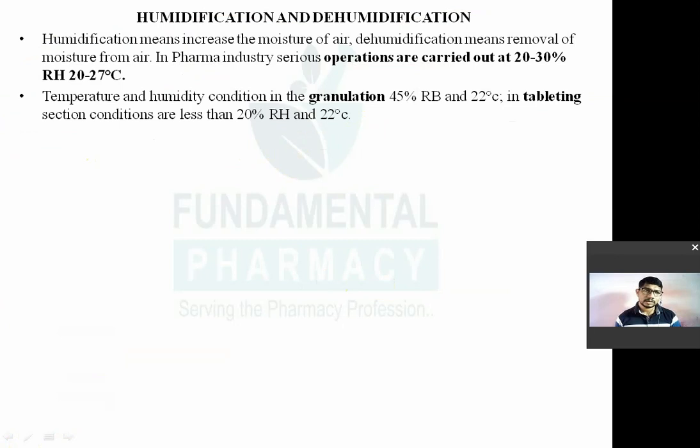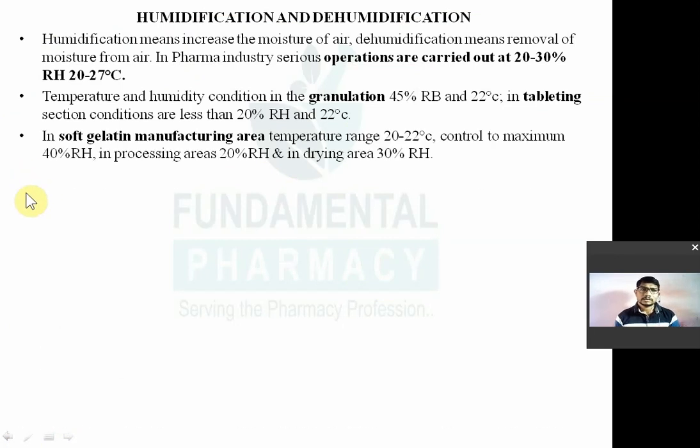Suppose your company is engaged in soft gelatin capsules, what should the conditions be? Soft gelatin capsule has a certain kind of moisture in the empty gelatin shell. So if there is too much humidity in the environment, the capsules will stick to each other. And if you are engaged in the manufacturing of hard gelatin capsules, and the air is too dry and does not have any humidity, then your capsule will become brittle. So that's why you have to exercise these temperature and relative humidity conditions.